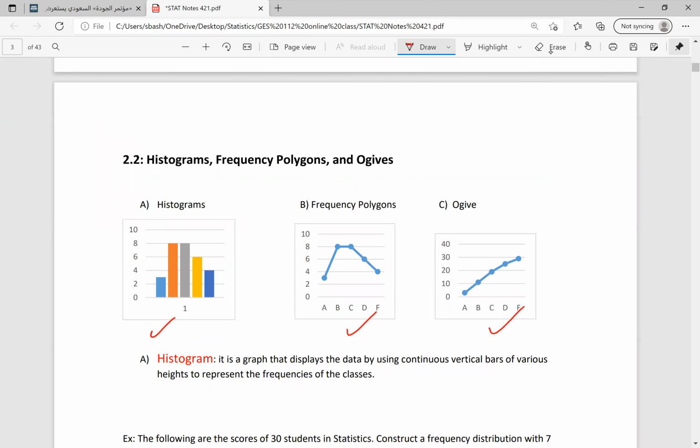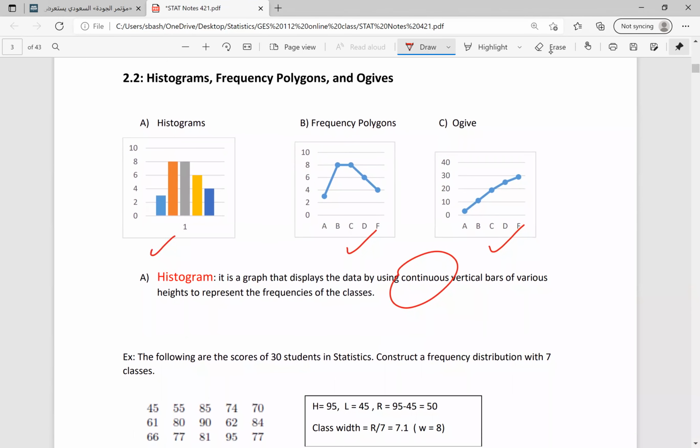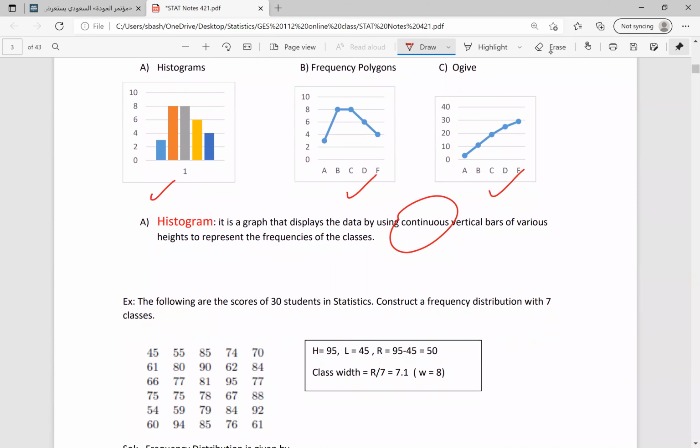It is a graph that displays the data by using continuous vertical bars of various heights to represent the frequencies of the classes. We have to focus on this: continuous vertical bars, because we have another type of graph which is not continuous. So the histogram is just a continuous bar graph that shows the heights, or frequencies, of the groups. We are going to speak about grouped data.